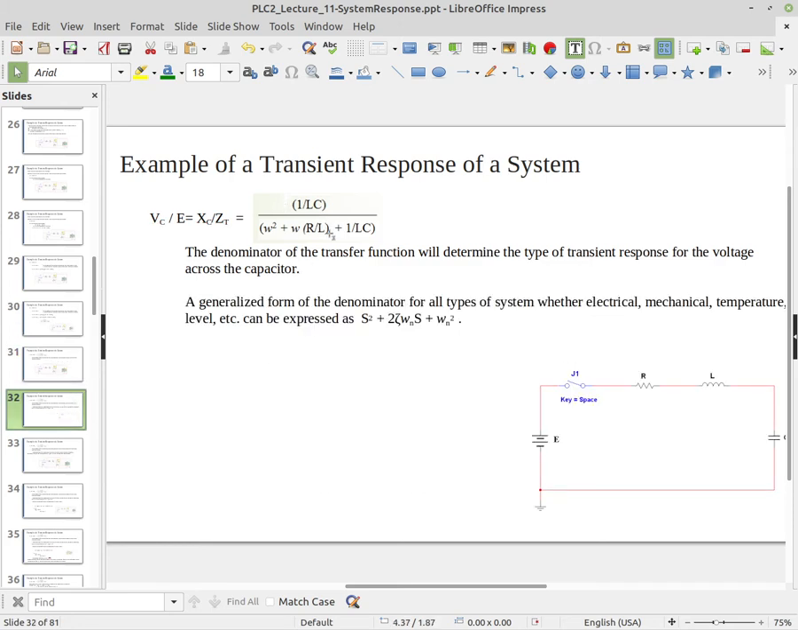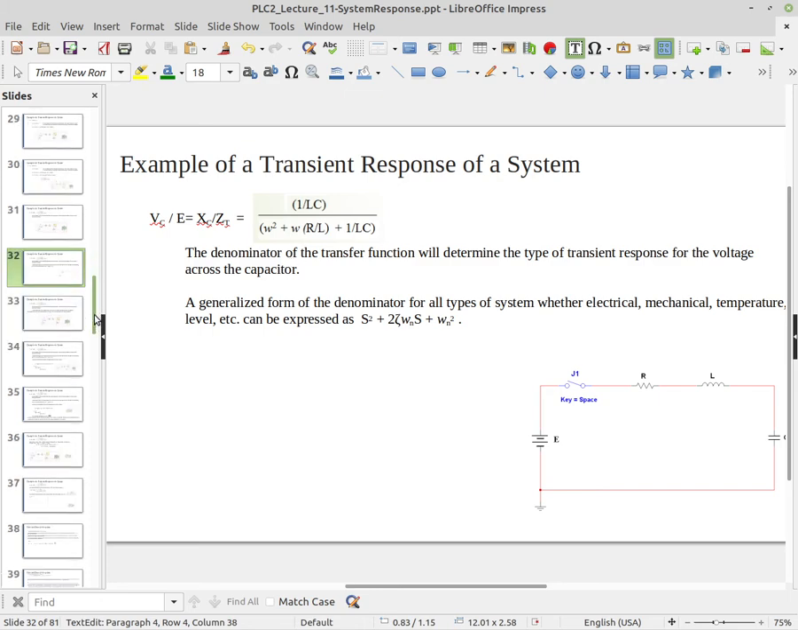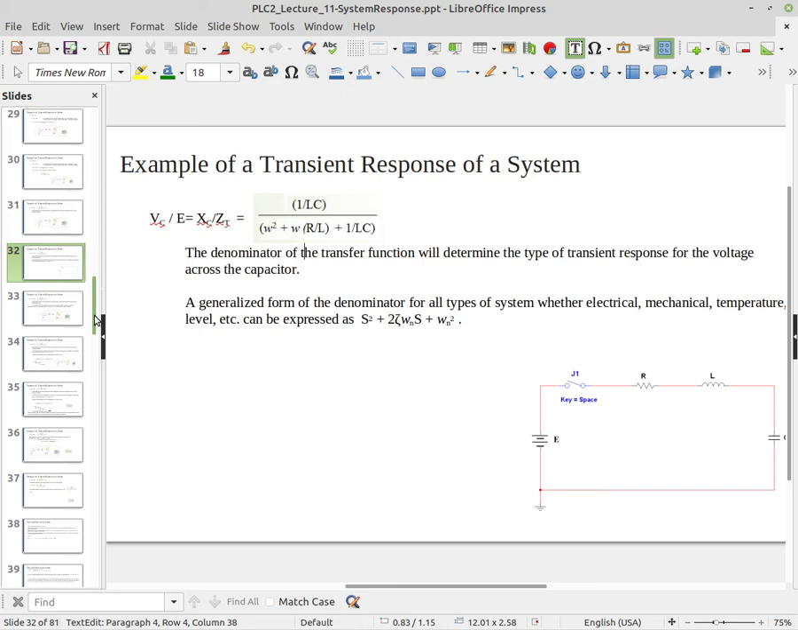All right, but this is what we call a transfer function. Now if you notice in the denominator here, we've got 3 coefficients. So this is a polynomial in the denominator. It's omega squared plus omega R divided by L plus 1 over LC. And so it's a second order polynomial, which means that we can have oscillations. And this is what we call the transfer function.